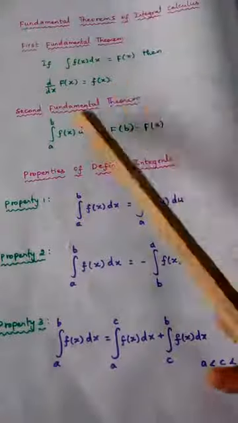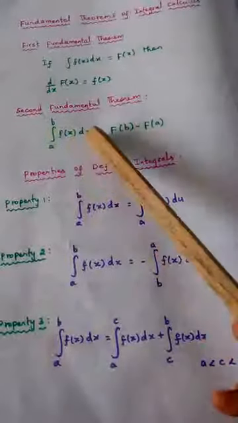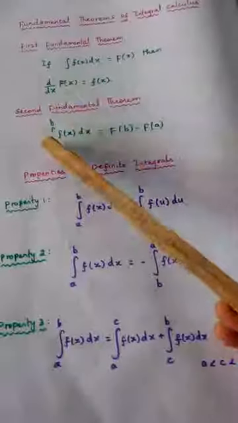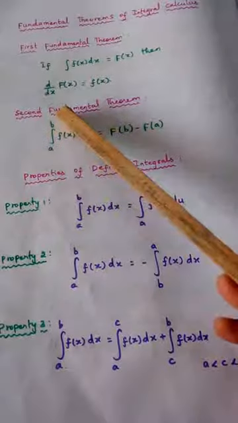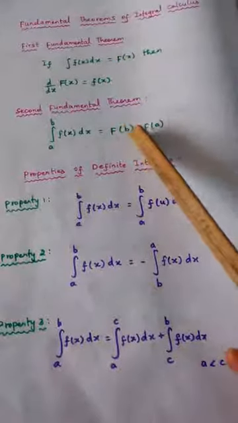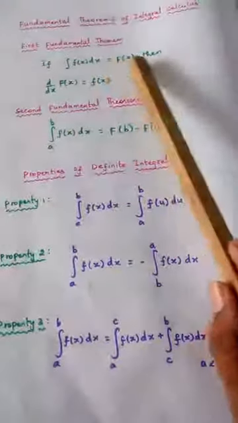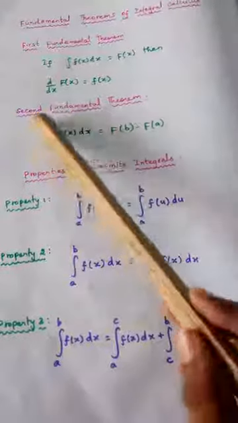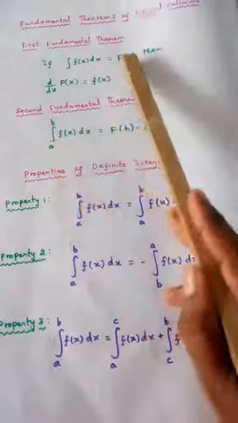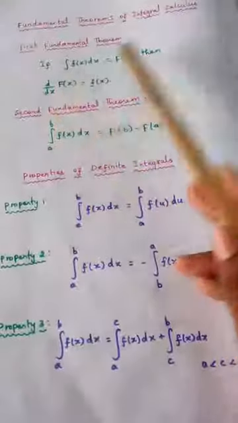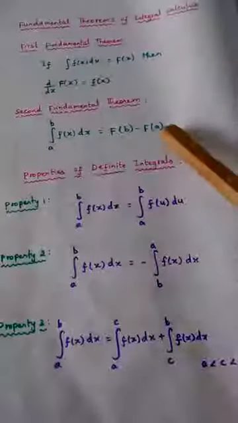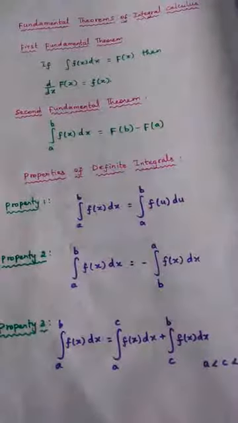Second fundamental theorem, integral a to b f of x dx. And we know very well integral f of x dx is capital F of x. If the limits are given, then we have to substitute the upper limit first, F of b, then minus, then substitute the lower limit, F of a. This is the way of calculating definite integrals. We know very well if there is no limit, integral f of x dx is capital F of x. If the limit is given, first apply the upper limit, so F of b, put minus sign, then apply the lower limit, F of a. So this is called the second fundamental theorem.